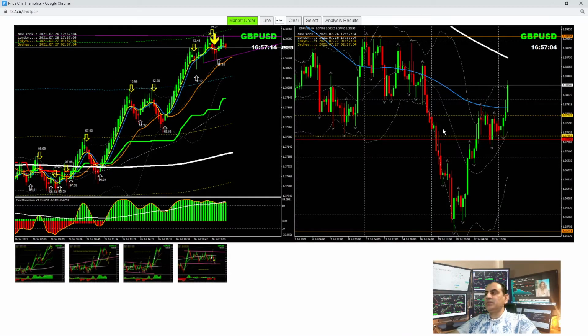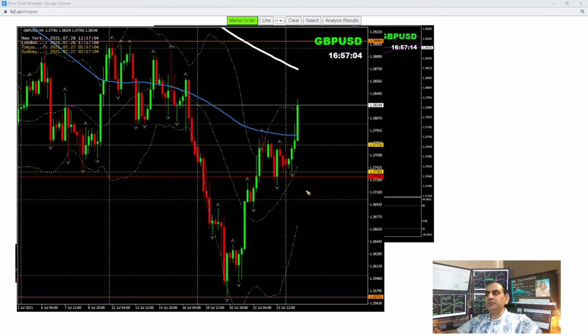If you look at the pound dollar 4 hour chart, beautiful. Price nicely respected this weekly support level, which is the 1.37300 level. We had this symmetric triangle pattern in 4 hour. We can see here a beautiful inside candle pattern, breakout. We kept taking a pullback long trade here and banked beautiful pips.